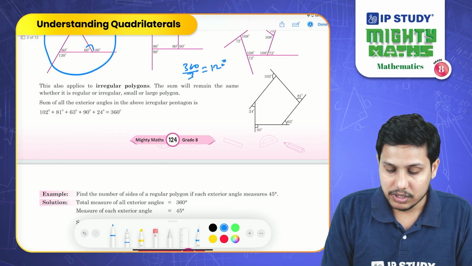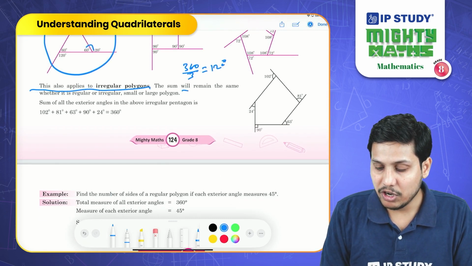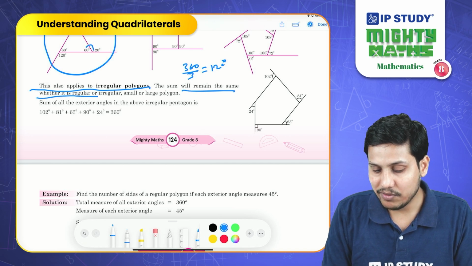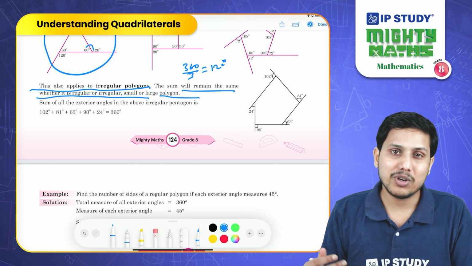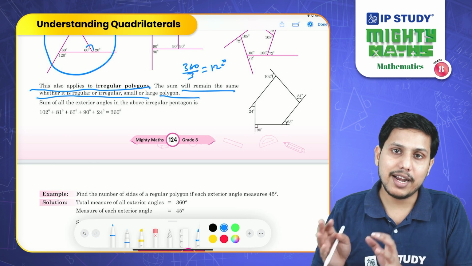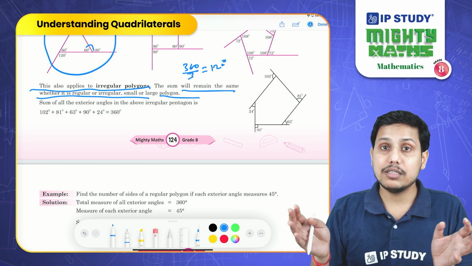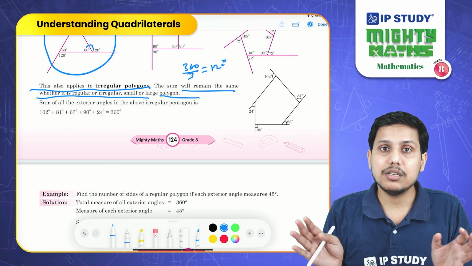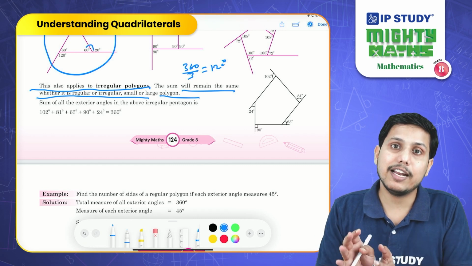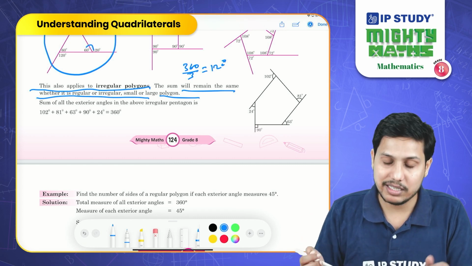Yes, so this applies to irregular polygons. The sum will always remain the same whether it is a regular or irregular, small or large polygon. It doesn't matter whether the side is greater or the size is smaller. The sum of the exterior angles will always be a constant, which is 360 degrees.